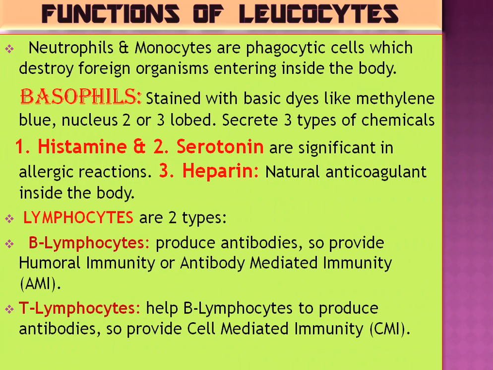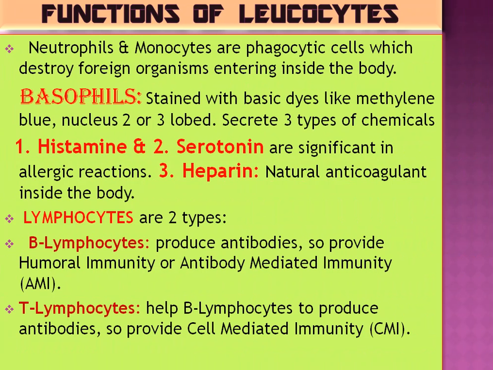Functions of leukocytes or WBCs. Neutrophils and monocytes are phagocytic cells which destroy foreign organisms entering inside the body. Basophils are stained with basic dyes like methylene blue. Their nucleus is 2 or 3 lobed. They secrete three types of chemicals: histamine, serotonin, and heparin. Histamine and serotonin are significant in allergic reactions, while heparin is natural anticoagulant inside the body.